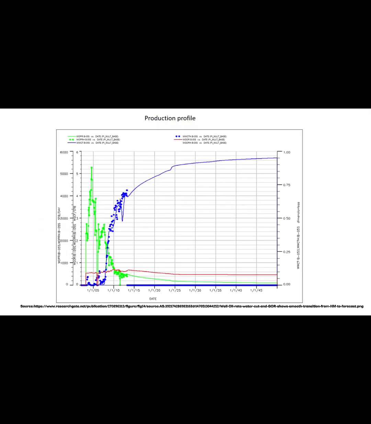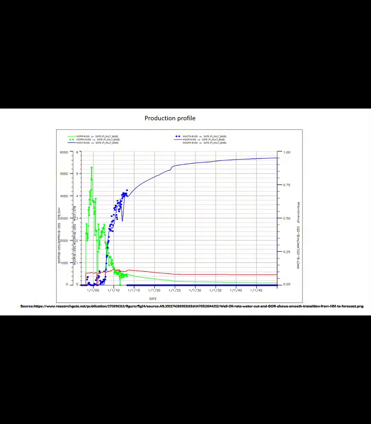This is a production profile, and when we as geoscientists see such things, we may get nervous and push back, saying, oh, I'm not an engineer. But it's pretty simple. The first thing to understand is the colors: the green is oil rate, the blue is water cut, and the red is GOR.